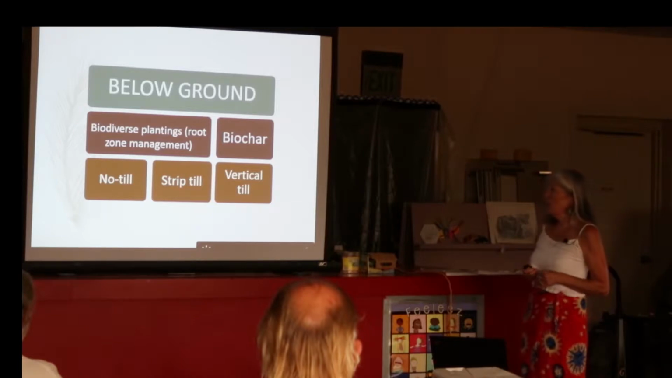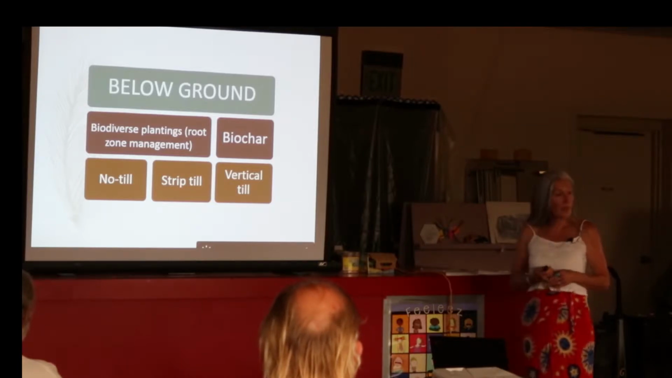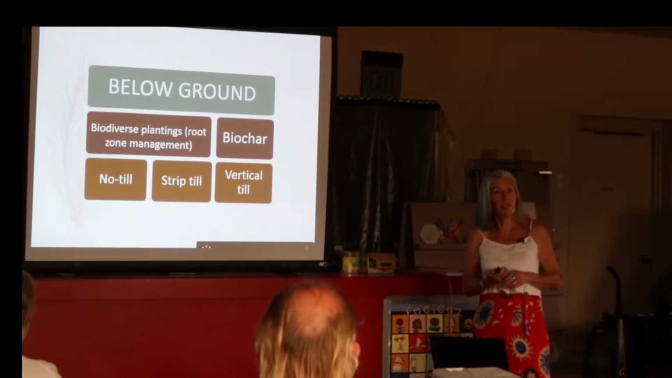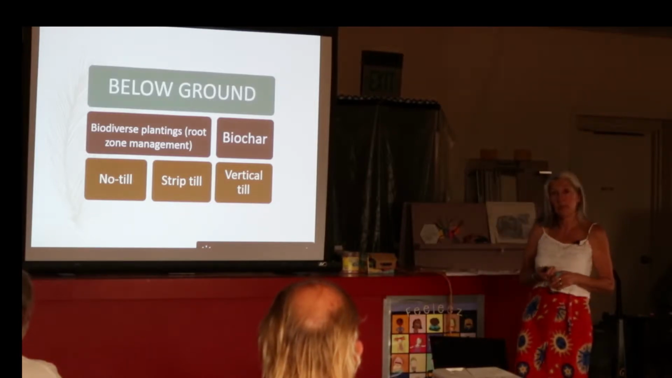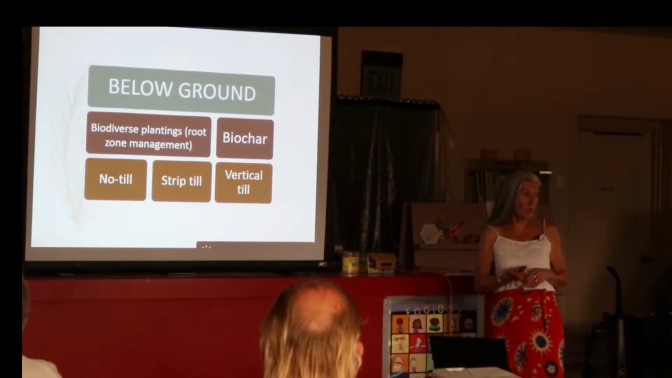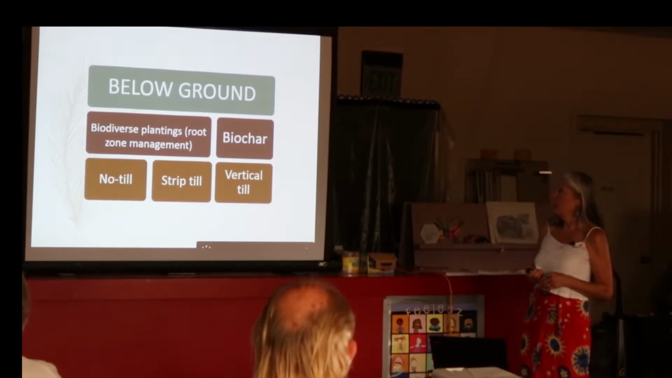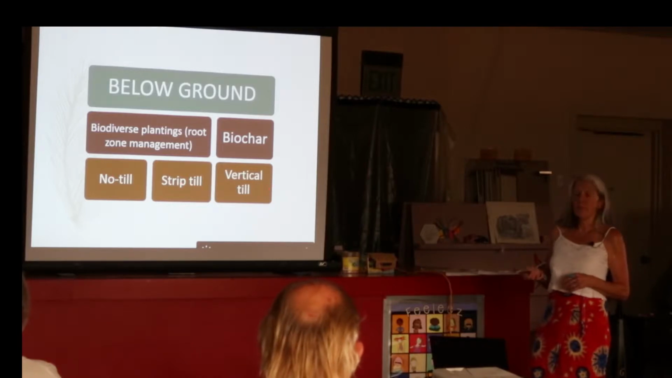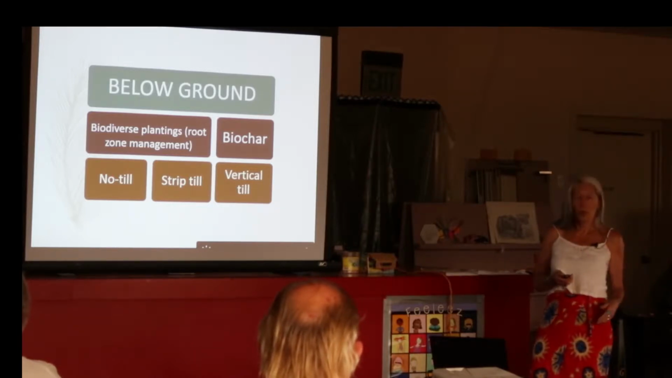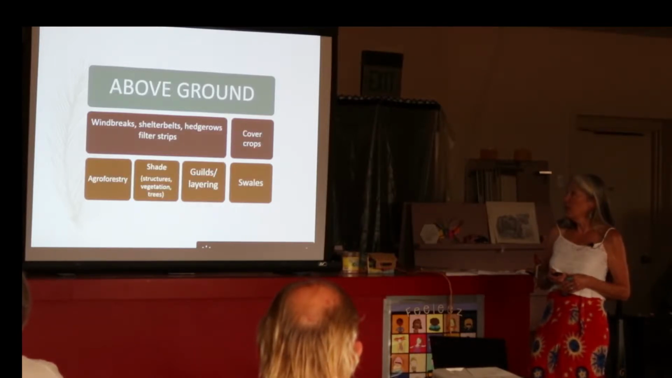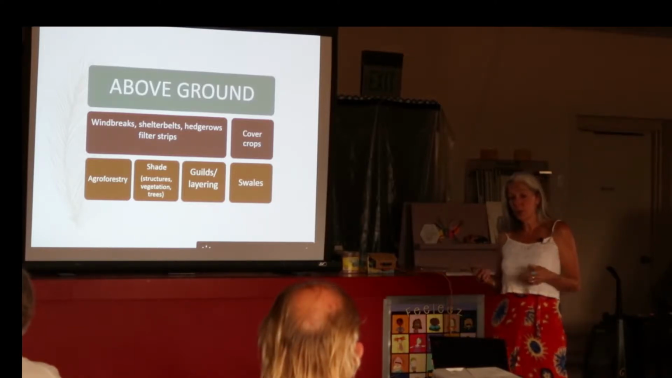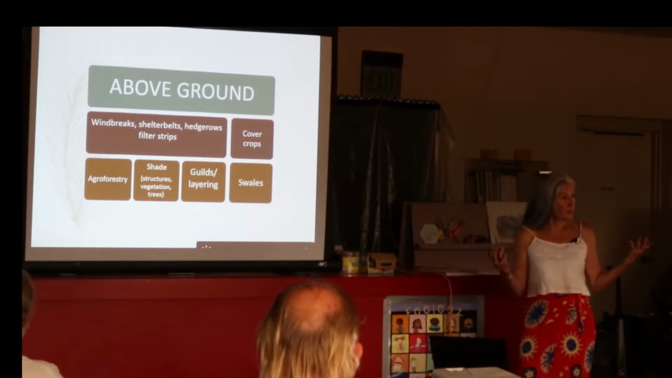Biochar is something that we can put in the soil to help maintain moisture in soils. Biochar can reduce your irrigation needs by up to 30%, depending on your soils. So it holds a lot of water, and so that's a very good tool. Using no-till, strip-till, or vertical till, if you actually are engaged in that type of agriculture, you want to think about what's happening above ground, windbreaks, shelter belts, hedgerows, filter, snow fences.